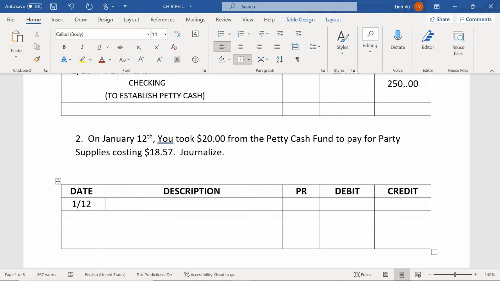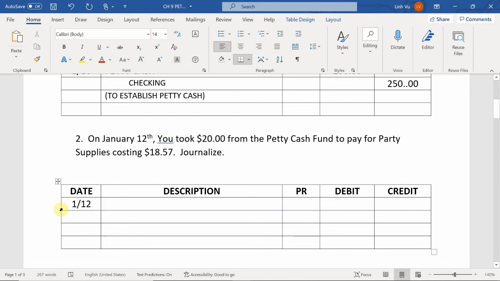Do you start putting down the receipt, the 18.57? In this case, when do we recognize our transactions? Not till the end of the month, right? When we replenish our petty cash drawer. So in this case, do you just hold on to the receipt, or do you have to journalize this?